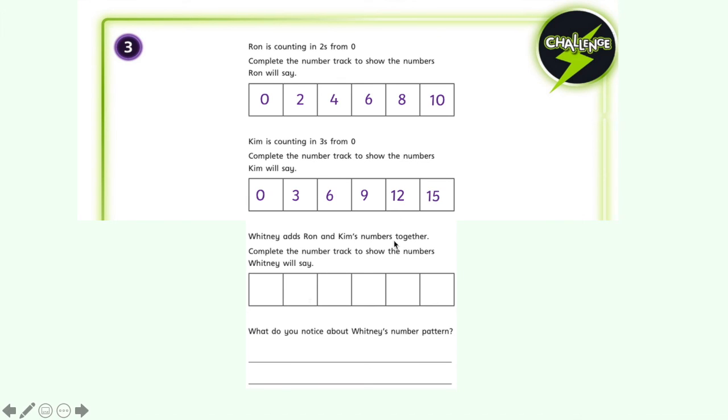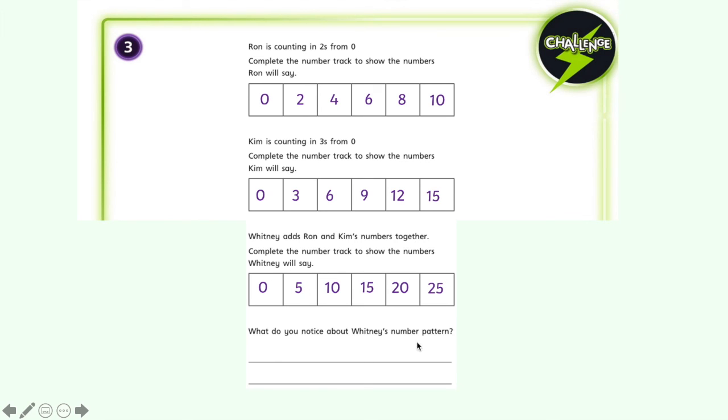Okay, now it's time to fill in Whitney's. Remember, we're adding Ron and Kim's together for each one. So 0 add 0 still gives us 0. 2 add 3 is 5. 4 add 6 is 10. 6 add 9, 15. 8 add 12, 20. And 10 and 15, 25. Let's have a look at this pattern here then. 0, 5, 10, 15, 20, 25.